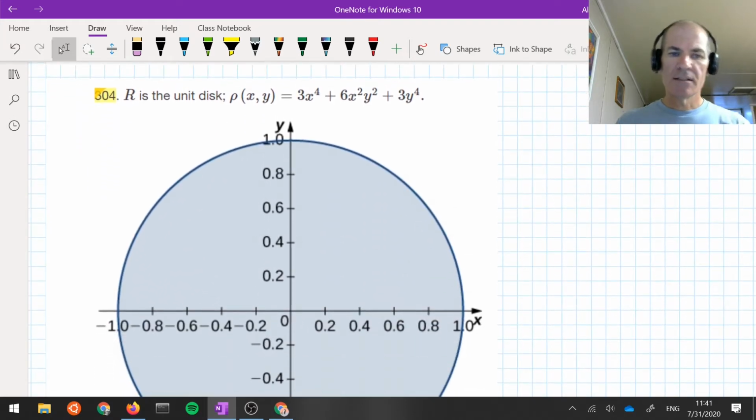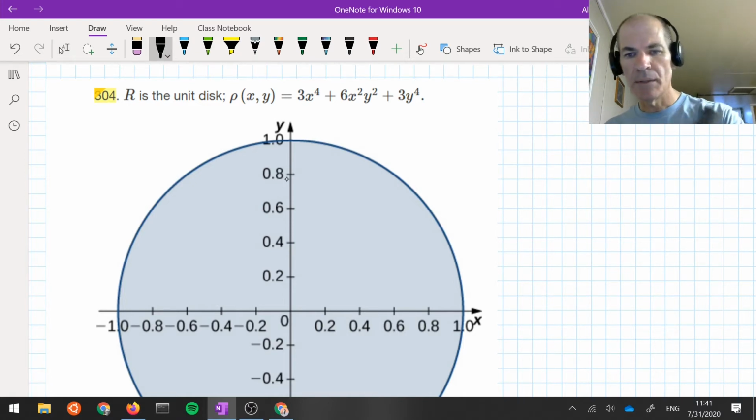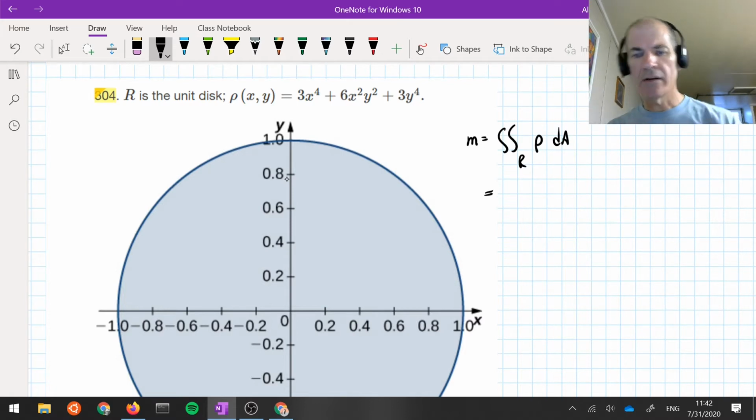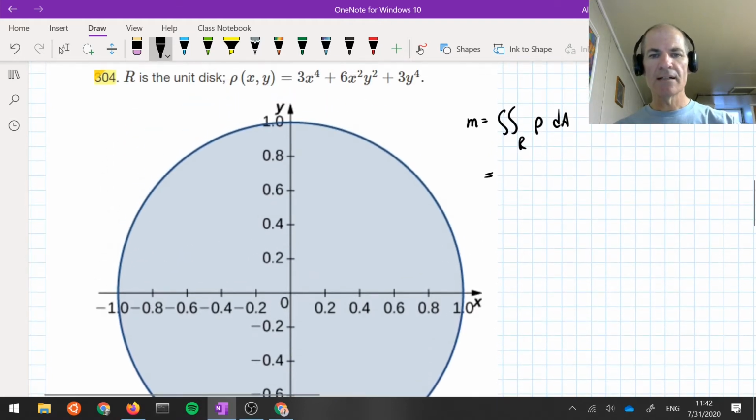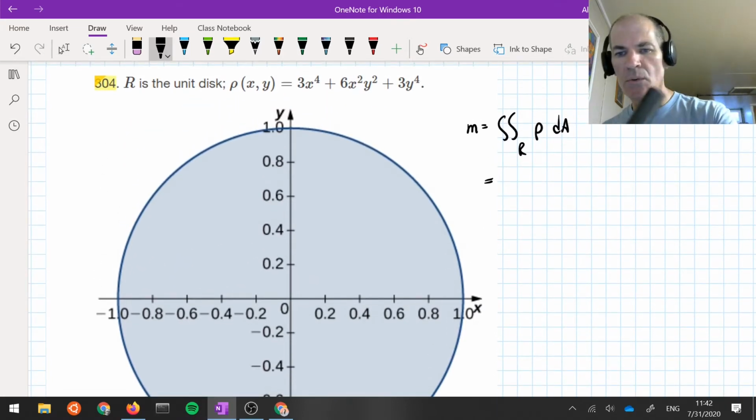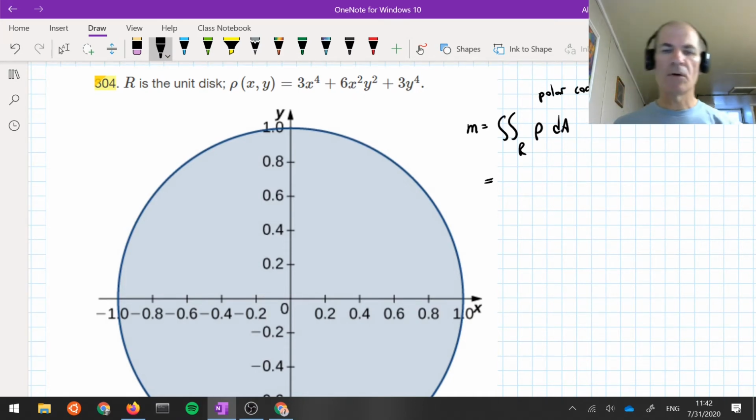Same instructions. Now R is the unit disk and rho is given by this seemingly complicated expression. I say seemingly because we'll find that this actually simplifies rather nicely. All right, so remember that the mass is this double integral over the region of rho dA. So again, our task is to build the double integral. Now I see lots of circular symmetry here, so I think polar coordinates are in order. So we'll try polar coordinates.